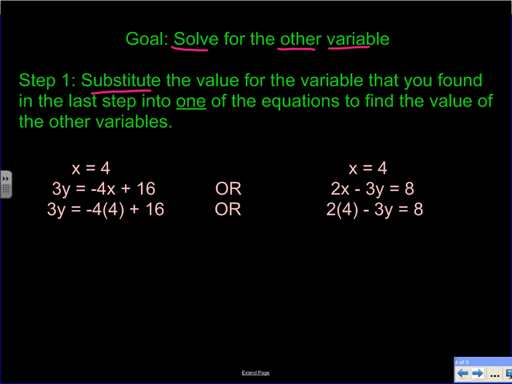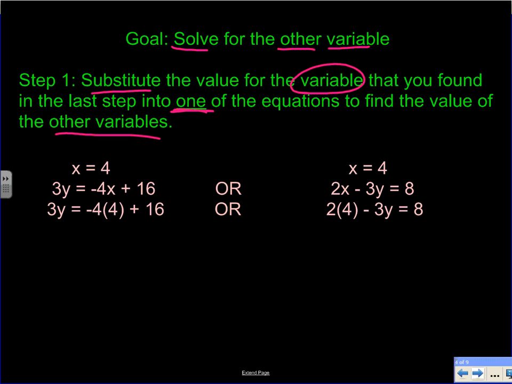You're going to substitute the value for the variable that you just found. In our case, it's x. And you're going to plug it into one of the equations. You can plug it into both of the equations. You should still get the same value for y if you want to check to make sure you're correct. But there are other ways to check your solution to make sure it's correct. And we're going to find the value of the other variable. That's the last step here.